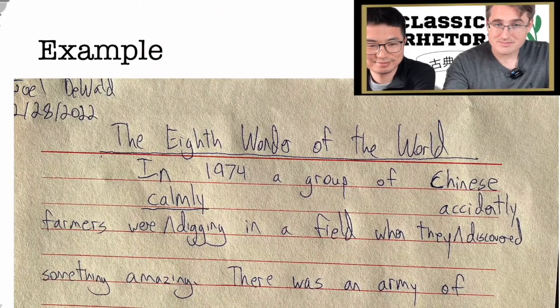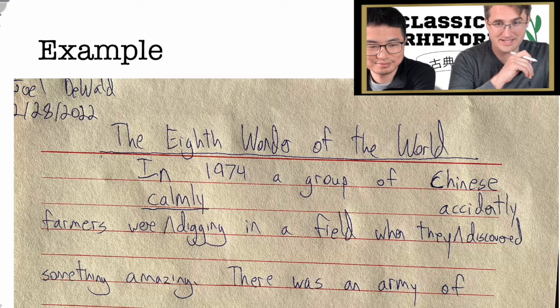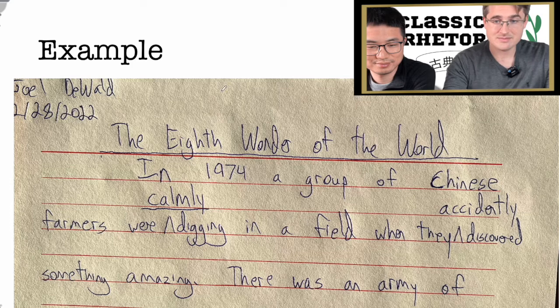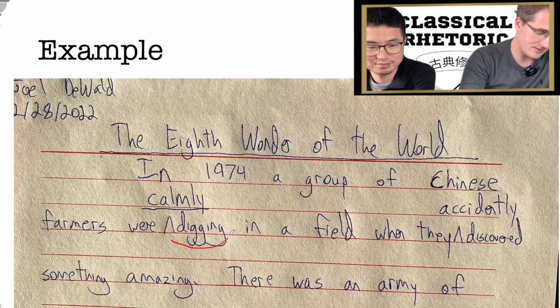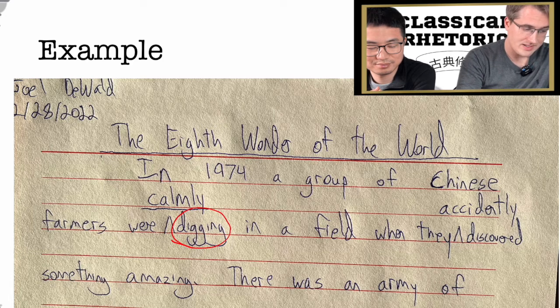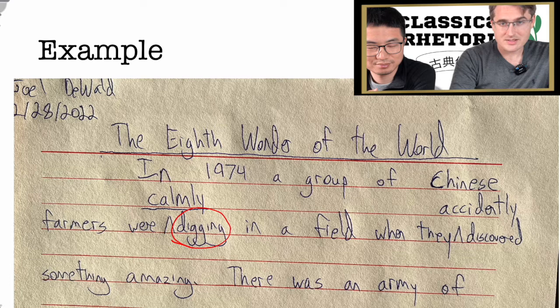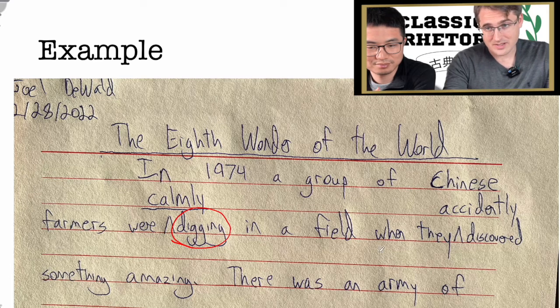So let's do that. In 1974, a group of Chinese farmers were calmly digging in a field when they accidentally discovered something amazing. Let's ask Aleem. For calmly, what verb am I adding it to? Digging. Yes, digging. So I found a verb and I added an adverb. Now I added a second one.